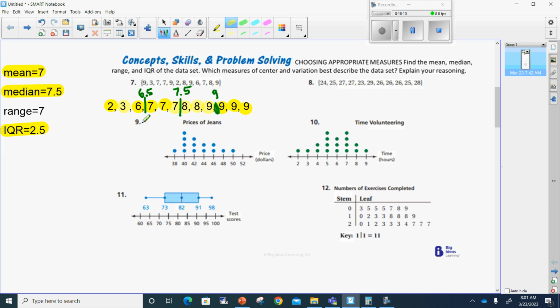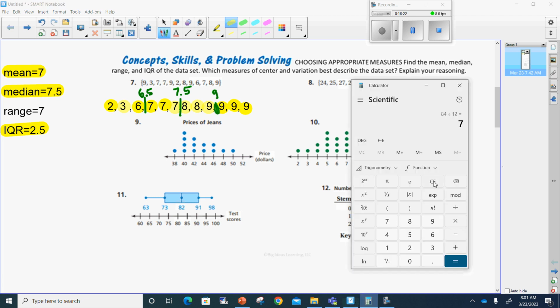All right, let's go with number 9 now. This time they give us a dot plot. To do a dot plot to find the mean, I'm going to have to add up all of these dots by what their value is. So let me show you how to do that real quick.